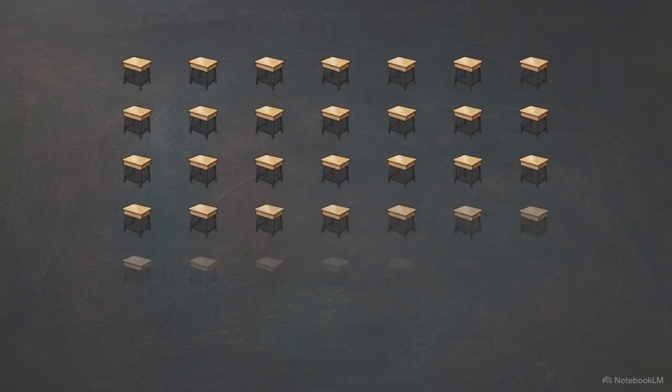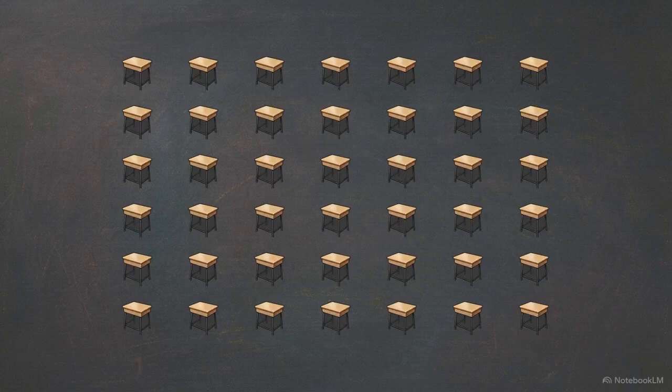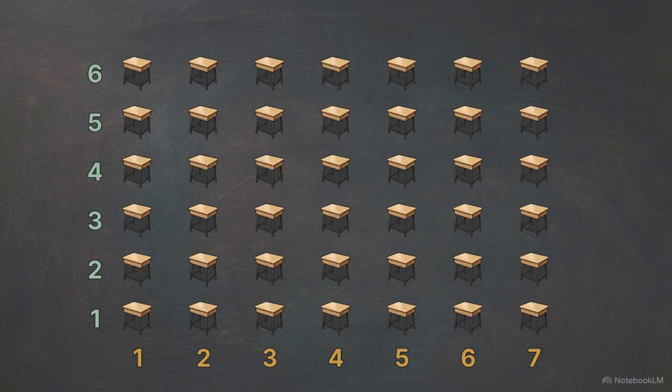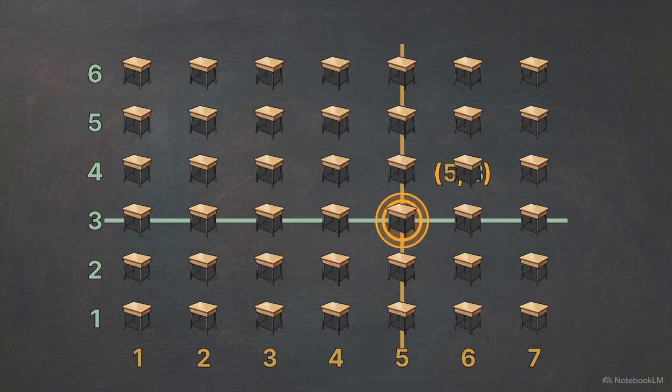To find a specific student's desk, you need two independent pieces of information. First, the column, counting from left to right. Second, the row, counting from bottom to top. If we need to find the student sitting in column 5 and row 3, we trace those paths until they cross. We write this combined location as the coordinate pair 5, 3.